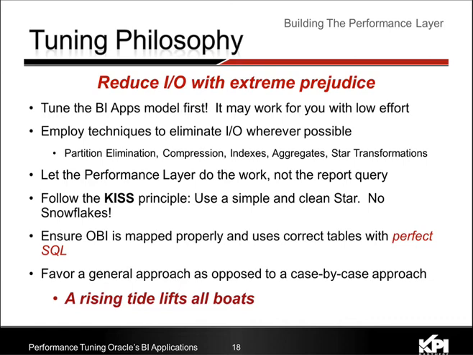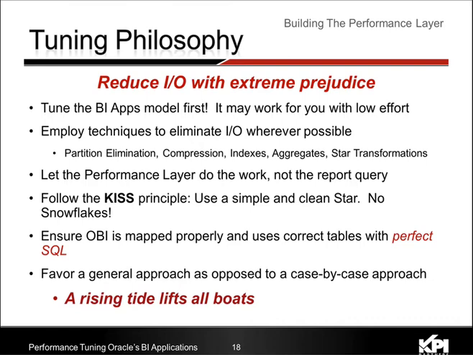We want our queries to be very simple with very low amounts of logic in them. The more the database has to do at query time, the slower it's going to be. We want to follow the KISS principle, which is keep it simple, stupid. Right? We want a very simple and clean star. We do not want snowflake models. Snowflakes are bad for performance if they have any amount of size on them. The database optimizer will get confused. It simply will. Okay? We want to ensure that OBI is mapped properly and uses correct tables with perfect SQL.